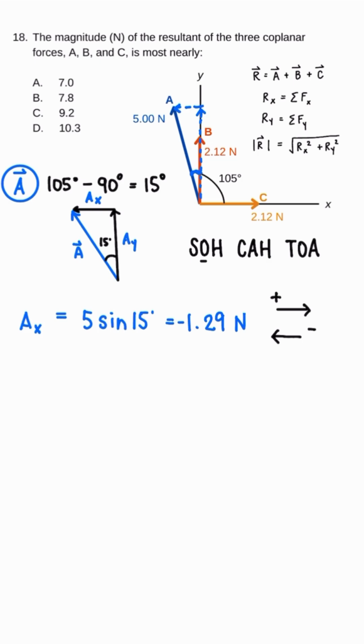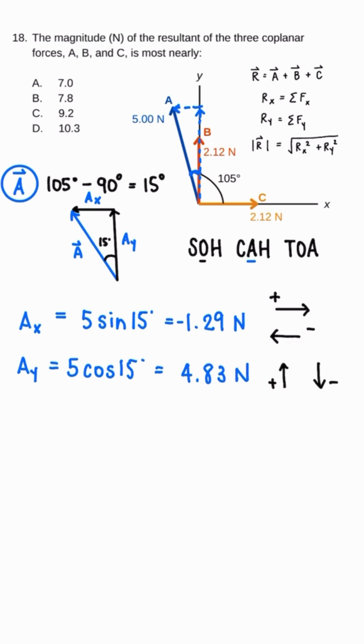To find the y component of A, we know that's going to be the cosine of 15 degrees because it is adjacent to 15 degrees. So you're going to multiply the magnitude of the force by cosine of 15, and we're going to get 4.83 newtons. Again, we need to establish if this is a negative or positive value. If we're going up from the origin, it's going to be positive. If we're going down from the origin, it's going to be negative. So because we're going up, it's going to be a positive 4.83.